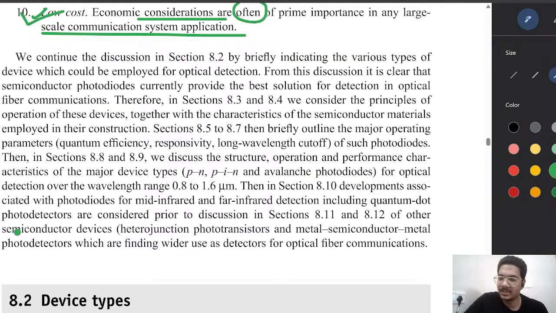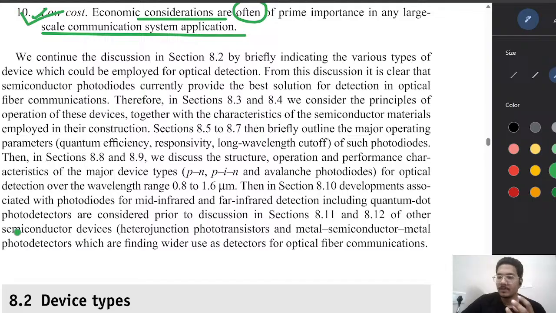So in short we have to explain that an optical detector converts optical power to electrical power in a fiber communication system. Overall system performance is strongly influenced by the detector characteristics.